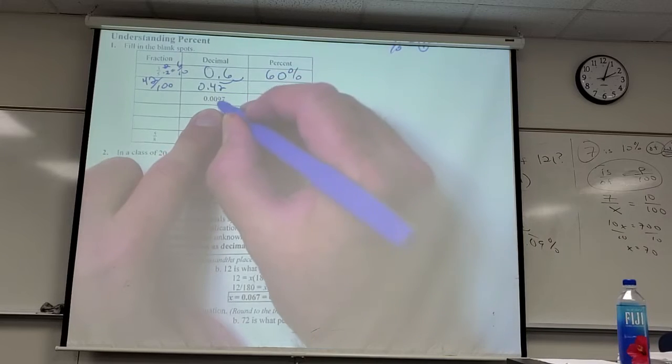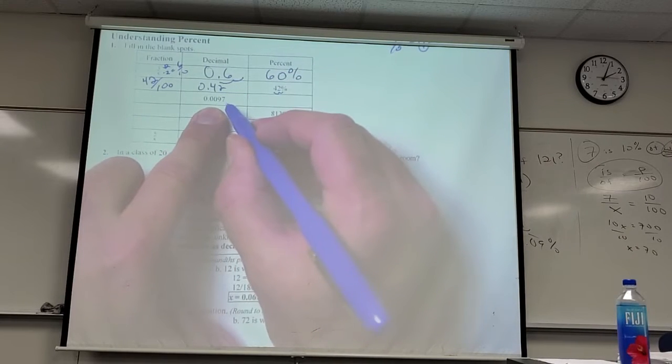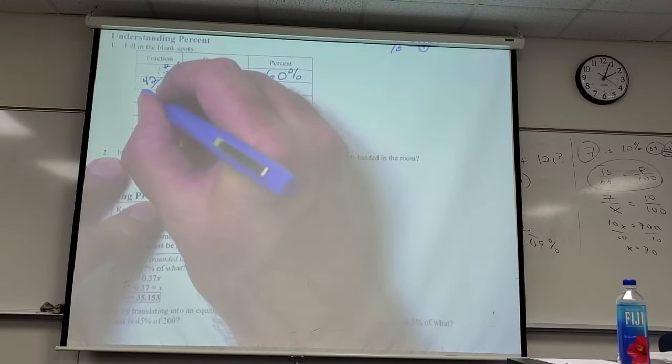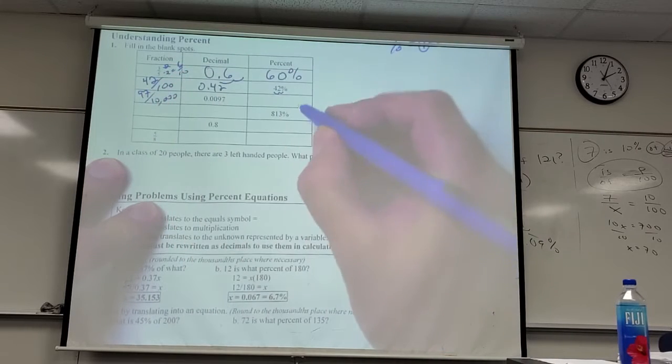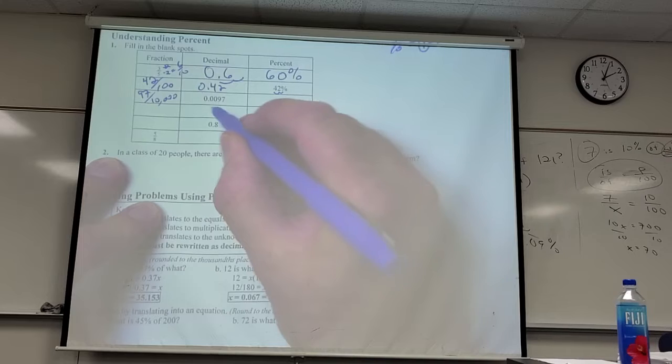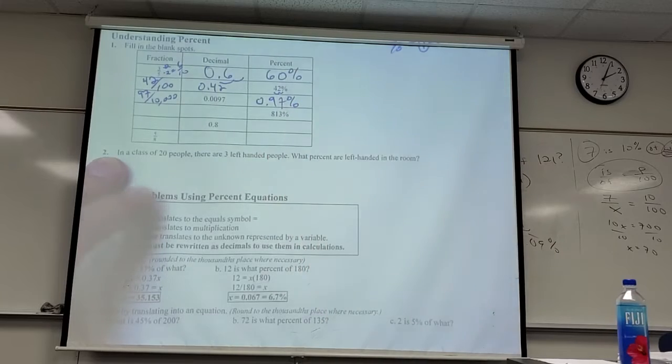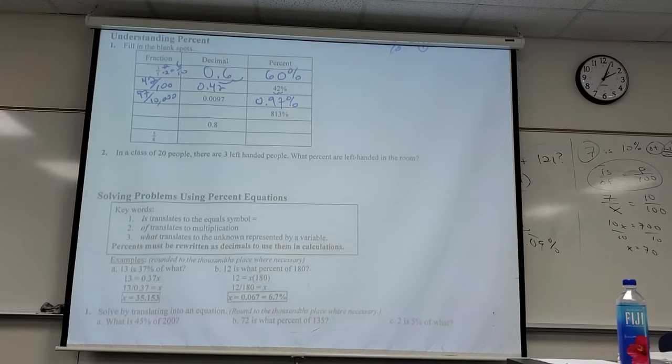Alright, so what is this as a fraction right here? What place is that in? 10,000. Yeah, so it'll be 97 over 10,000. Good. And then as a percent, 0.97%. So again, the percent number should always be bigger than the decimal number was. Okay, I like it.